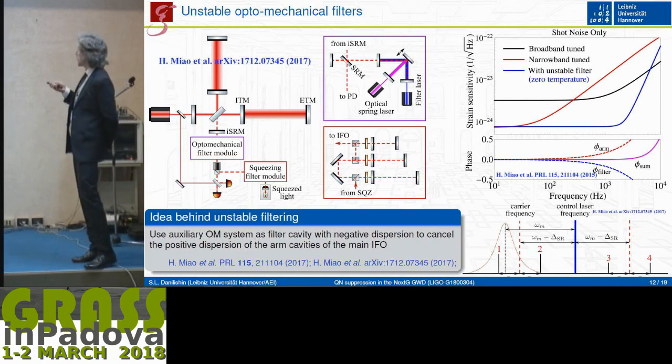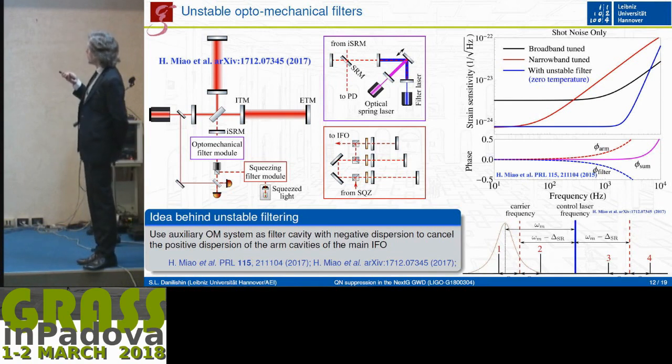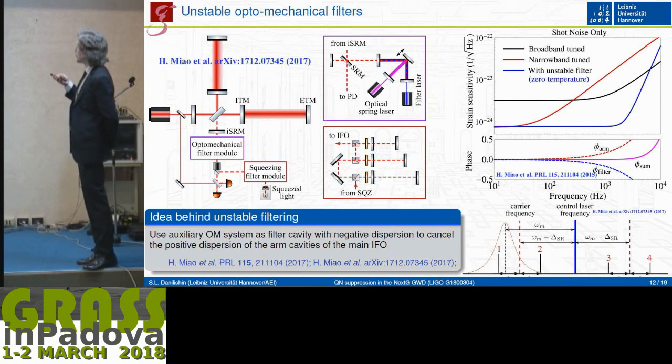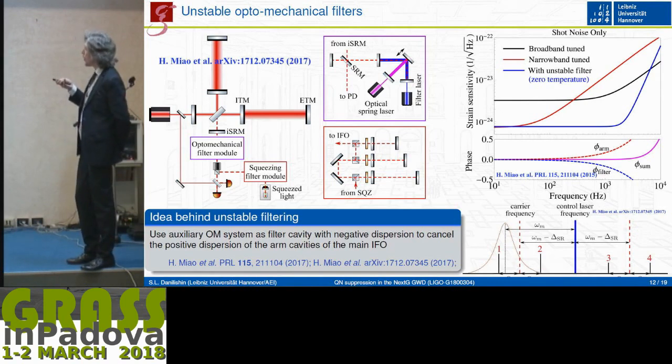So what else? Unstable filters. So I have to rush. Unstable filters is another fancy thing. Instead of doing the optical squeezing, you do an optomechanical squeezing or something like this. You introduce at the output of the interferometer a device which has a mechanical micro-oscillator as one of the mirrors, and this mechanical micro-oscillator, in combination with the control laser light, creates a negative dispersion for the outgoing light. So it counterbalances the positive dispersion of the arm cavities.